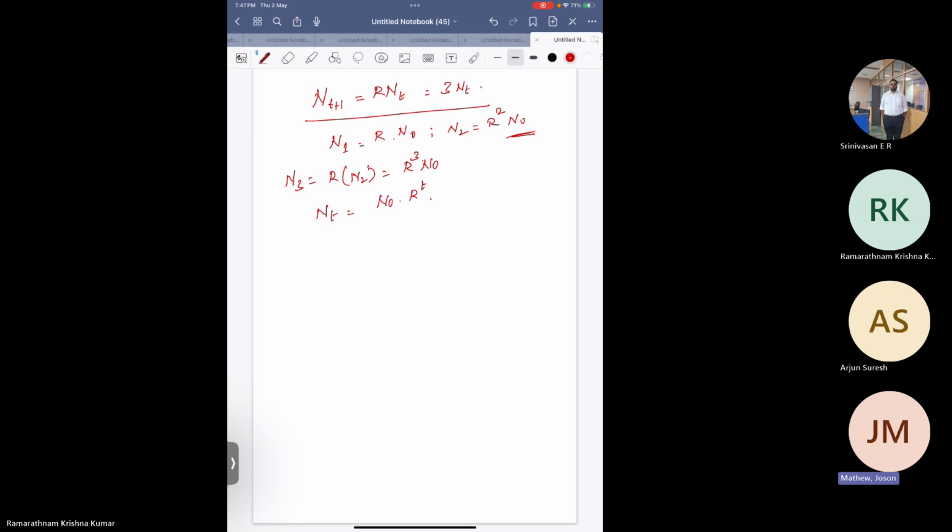Clear? Yes. Okay. So even if there's one virus, look at the replication. R is what? 3. So this becomes N0 into 3 power T. Look at how it's exploding. 3 power T, you can calculate. So that's the explosion. So the reproduction rate or the growth rate, 3, explodes.